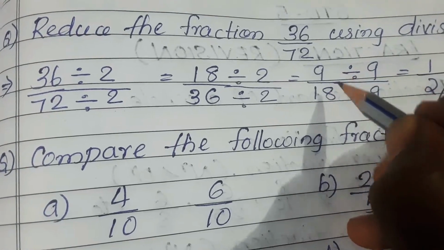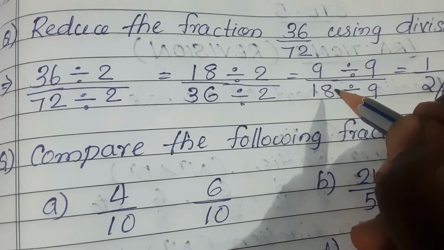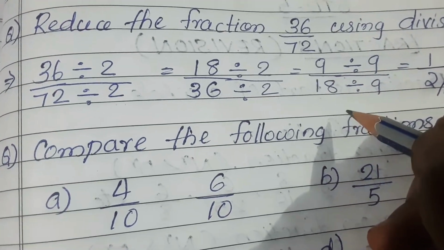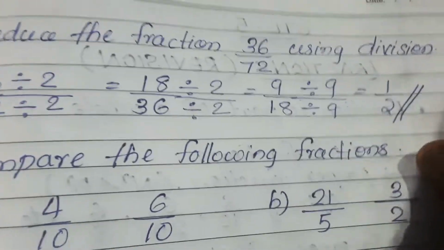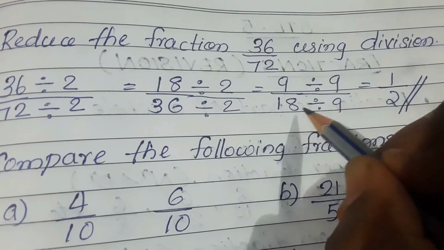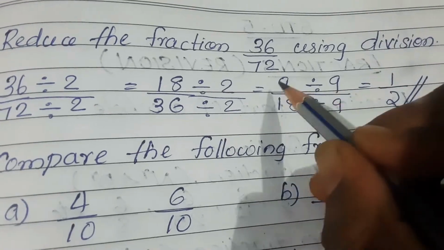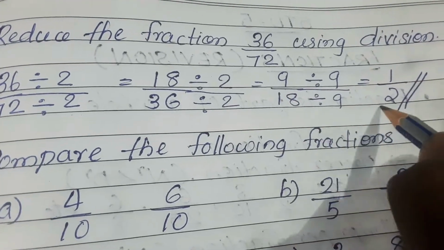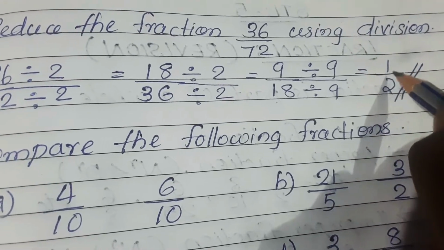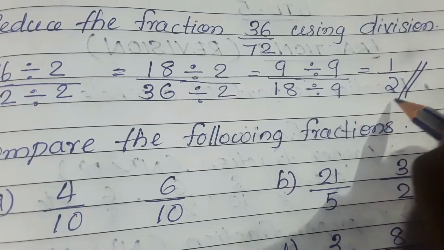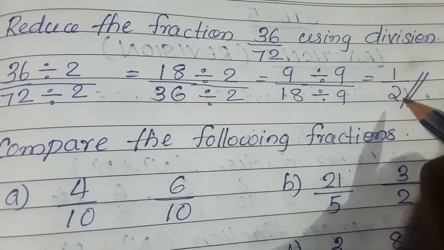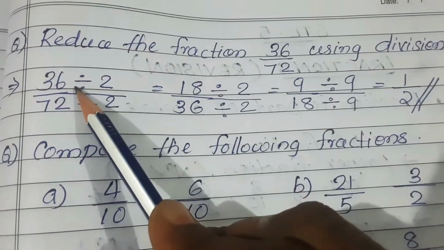Now you have to simplify 9 and 18. Children, do you know in which table we will get 9 and 18 both? In the table of 9. So you can apply 9 here. So 9 divided by 9 and 18 divided by 9. So 1 nine is 9, 2 nines are 18. So 1 by 2 is the fraction. Now we cannot simplify this one because it is now in its simplest form, isn't it? So 1 by 2 is the simplest form of 36 by 72.